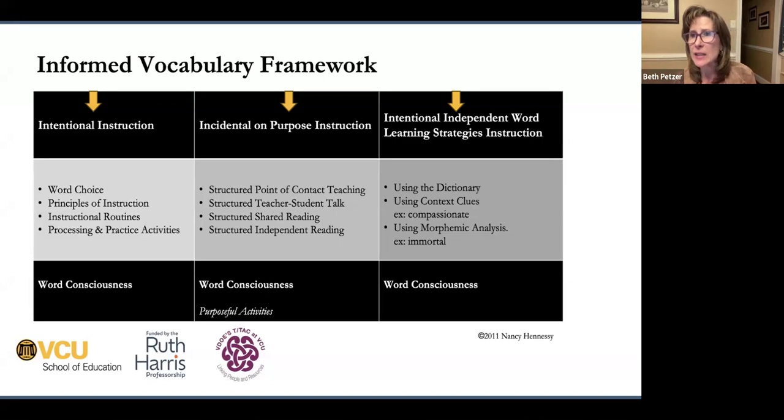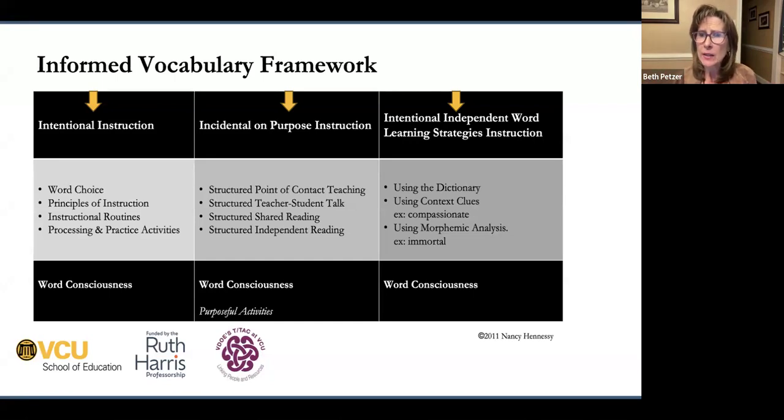So if you have a sentence that says, my sister is compassionate, but sometimes she can be mean, and the students know that but means opposite, then they know that compassionate, even though they don't know it, must mean the opposite of mean, and that brings them closer to understanding.